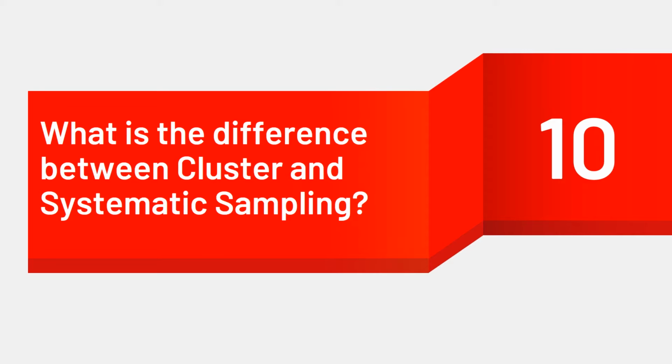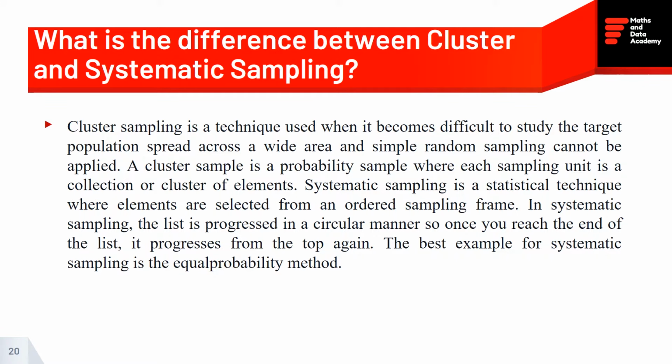What is the difference between cluster and systematic sampling? Cluster sampling is a technique used when it becomes difficult to study the target population spread across a wide area and simple random sampling cannot be applied. A cluster sample is a probability sample where each sampling unit is a collection or cluster of elements.